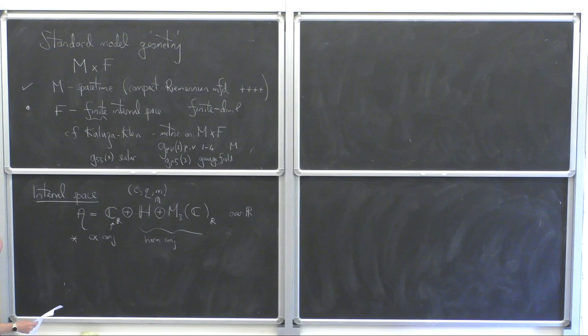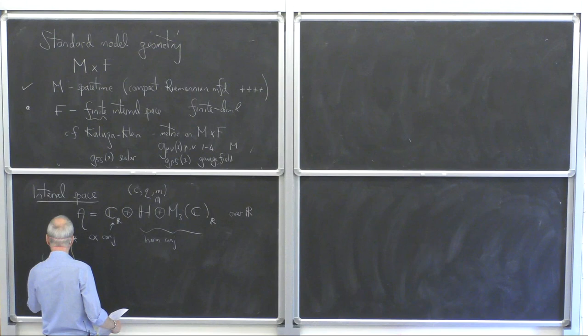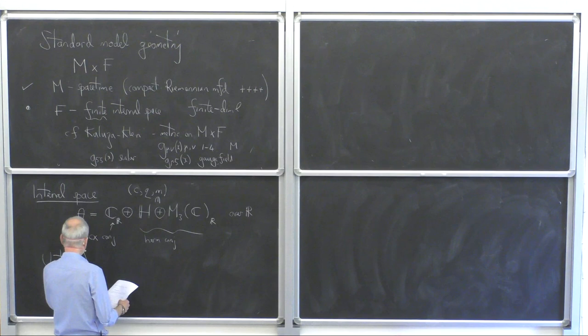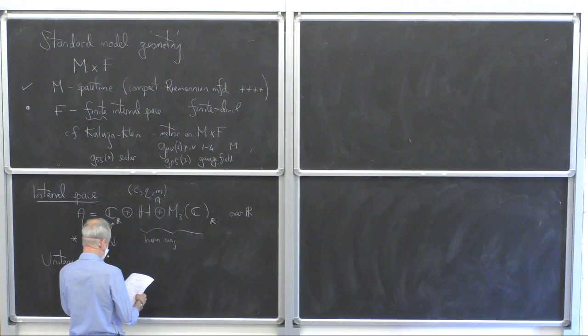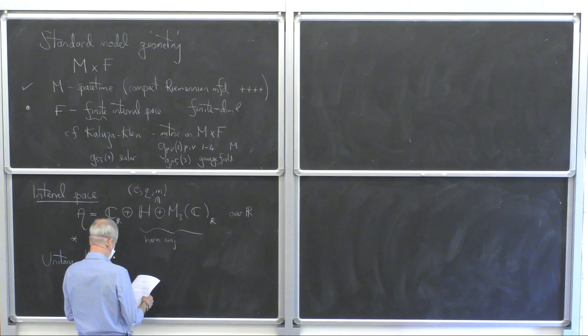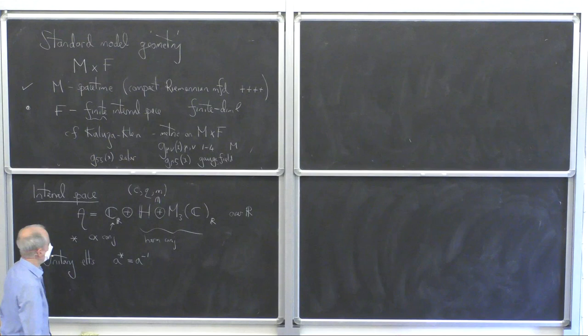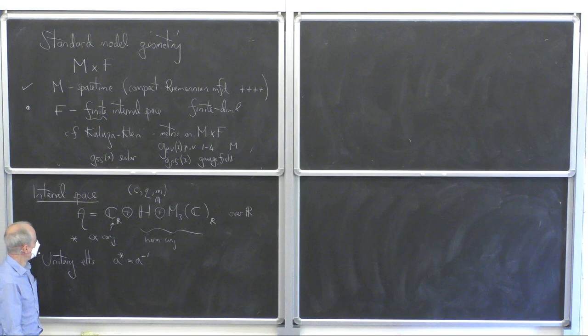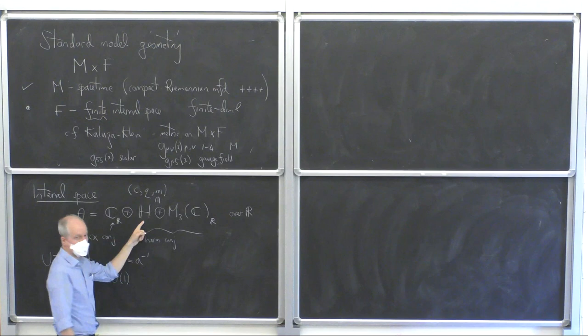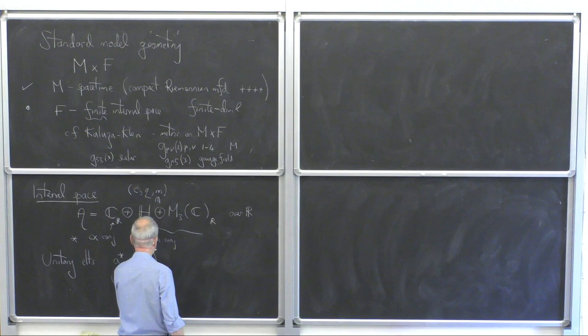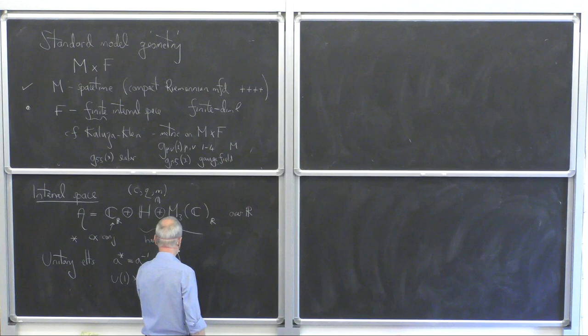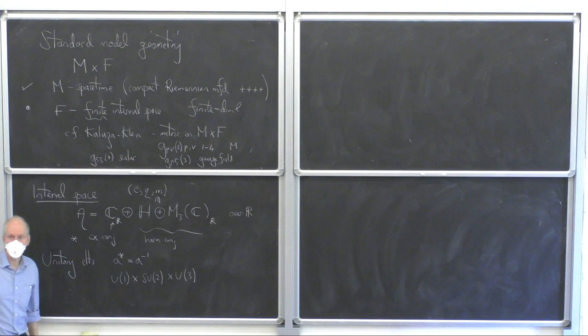And in particular, you can have unitary elements in here. So I can have A which satisfy A star as A inverse. And then you can ask, well, what are the unitary elements in this algebra? Well, in here, obviously, you'll have a U1. And the unitary elements in the quaternions is SU2. And the unitary elements in here is U3. So it's almost the gauge group of the standard model, but not quite. Okay.